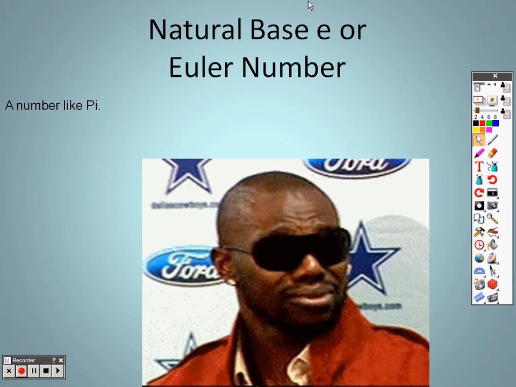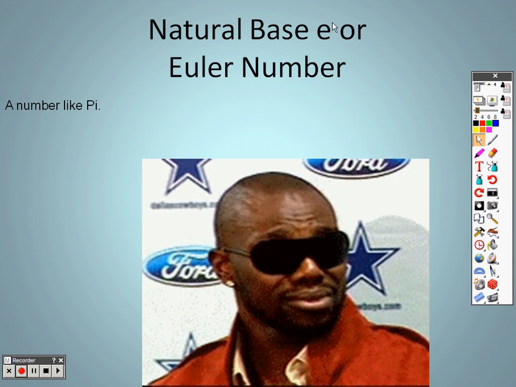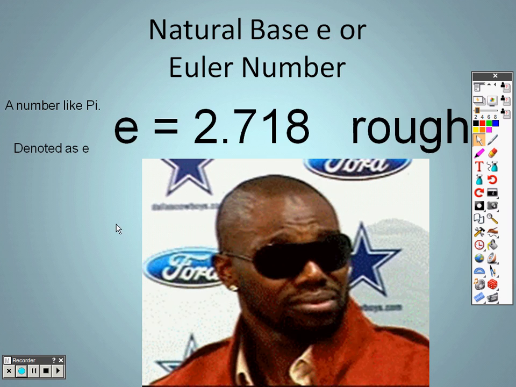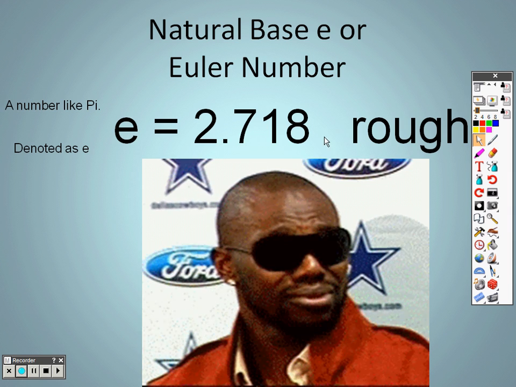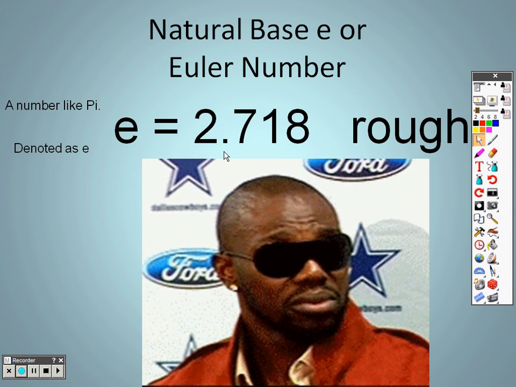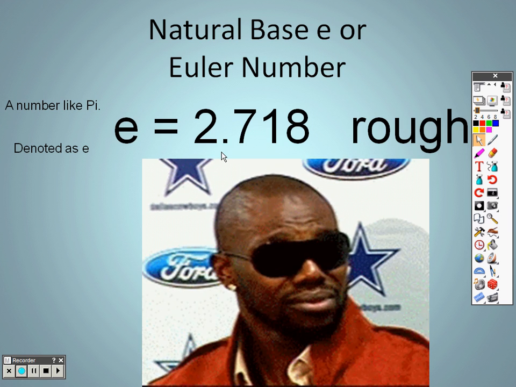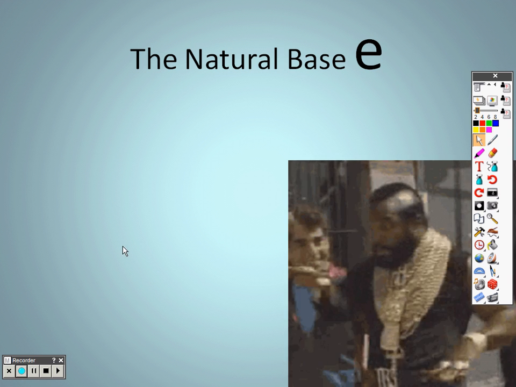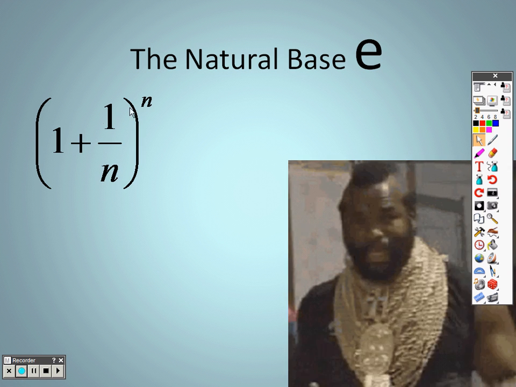Well, the Euler number is the same way. And that's why they put this little e there. They just denote it as the e, and basically, roughly speaking, e stands for about 2.718. Roughly, is about what e stands for. So why would something like this be created is the point. Well, basically, here's what happens.